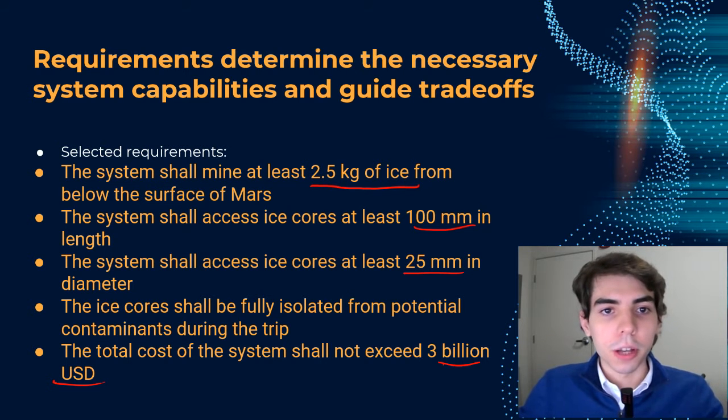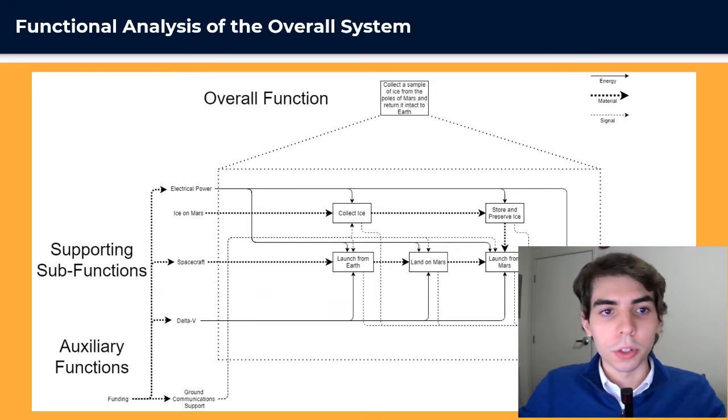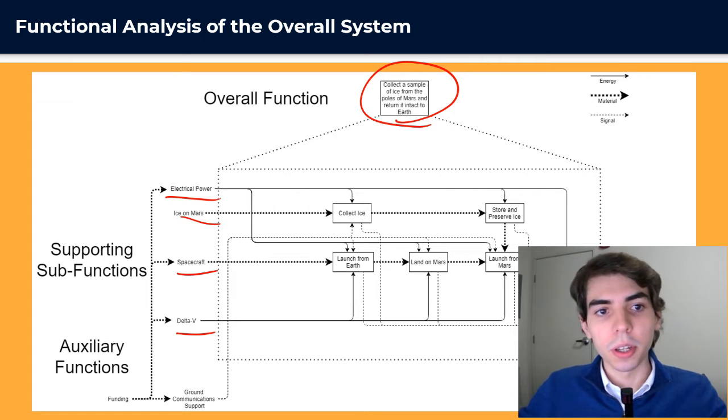This figure shows our functional analysis for the overall system. Our overall function is to collect a sample of ice from Mars and return it to Earth. We defined electrical power, Martian ice, the spacecraft, and delta V as our supporting subfunctions, and the funding as an auxiliary function. The system uses these to provide ice samples on Earth as an output.